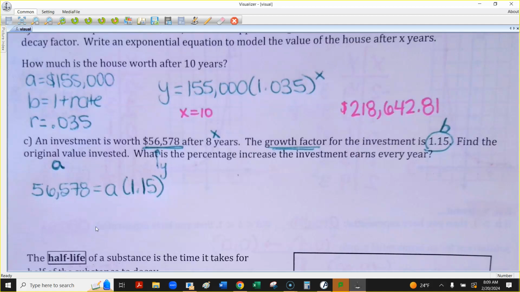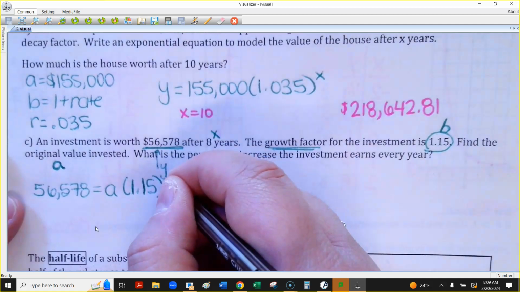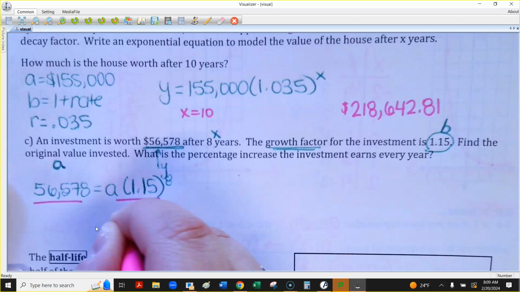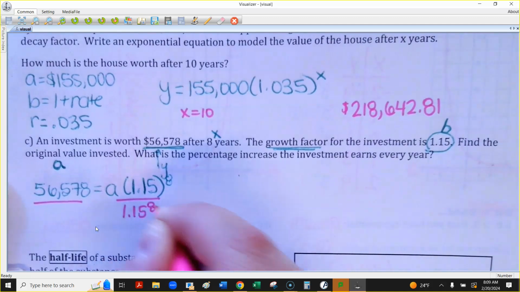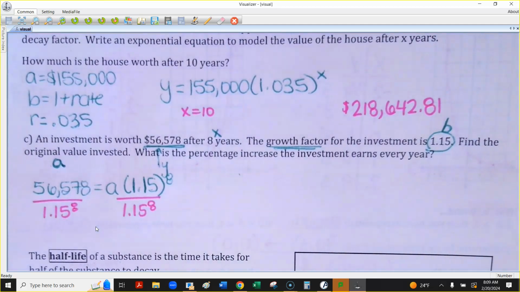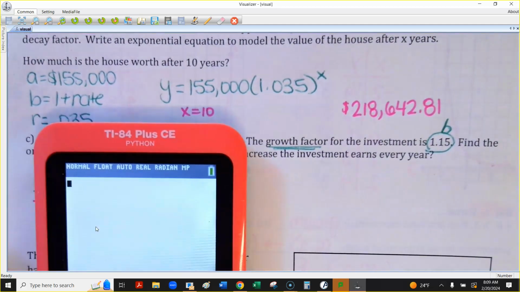My exponent, I know that as well because it says after 8 years, so I know that would be 8. Now, you can literally just do this in one step. Just divide both sides by 1.15 to the 8th power. And that'll tell you the original investment. You can just do it right on your calculator. You don't have to do anything fancy here.